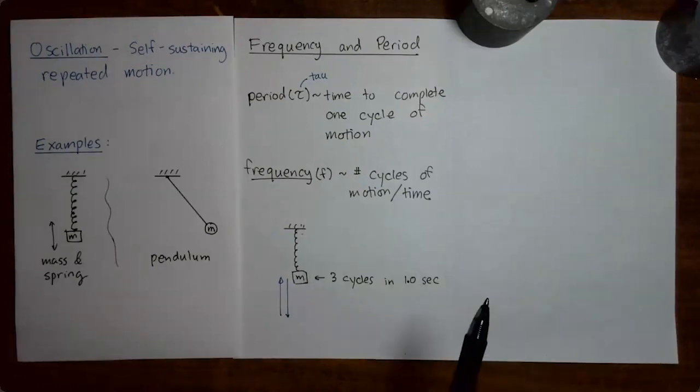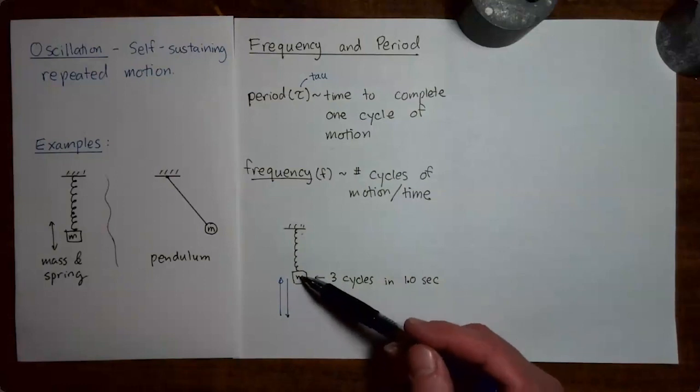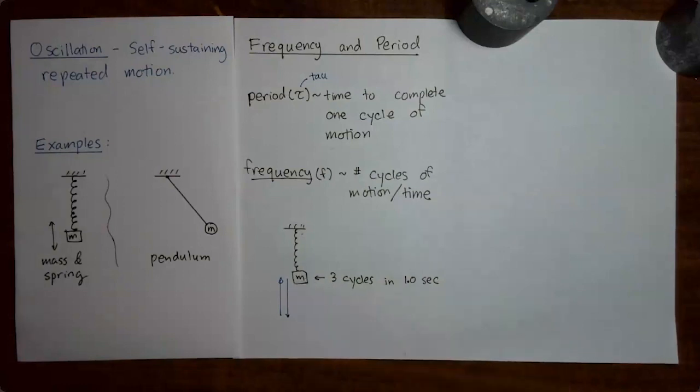Now suppose that this mass completes 3 cycles of motion in 1 second. In other words, let's just say the mass goes 1, 2, 3 like that, and the whole thing took 1 second. What would be the frequency of this motion? And what would be the period of this motion? Why don't you pause the video, try and fill in values for each of these, and once you've given that a shot, rejoin the video.